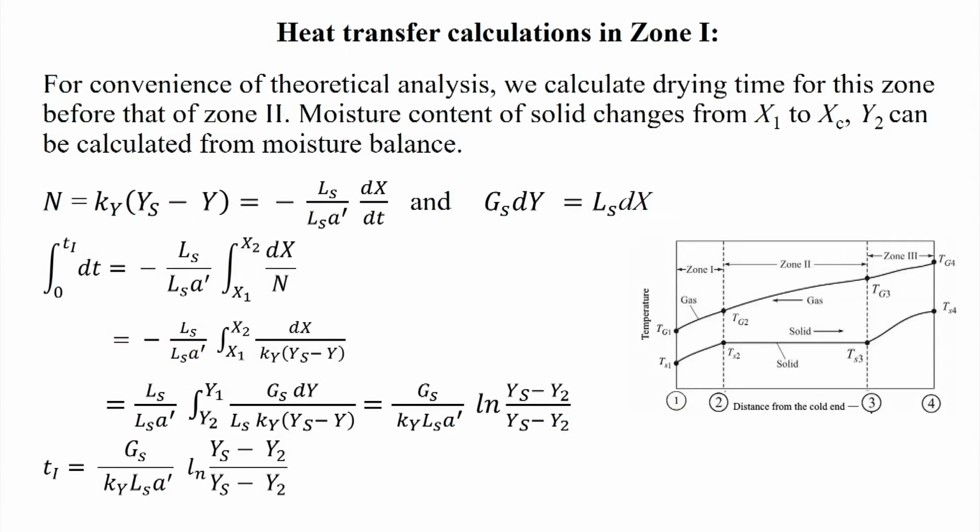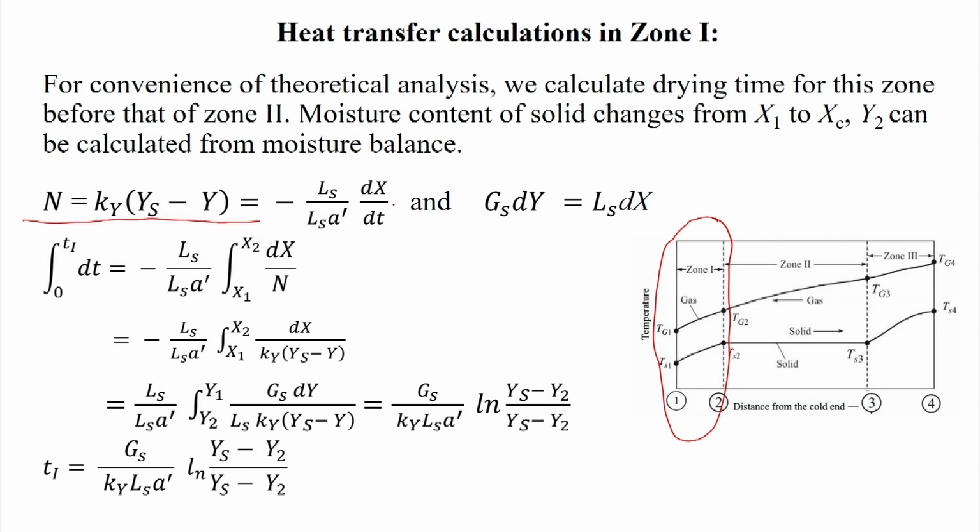Now we will do the heat balance in zone 1, because for convenience of the theoretical analysis we calculate the drying time for this zone. Before this is zone 2, because the moisture content of the solid changes from x1 to xc, then Y2 can be calculated from the moisture balance. Now, in this zone, whatever drying takes place up to the critical moisture content, N is equal to Ky into Ys minus Y. That is nothing but, as we have already derived, equal to minus Ls by A prime into dx dt.